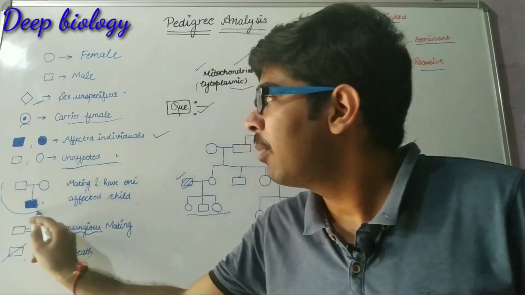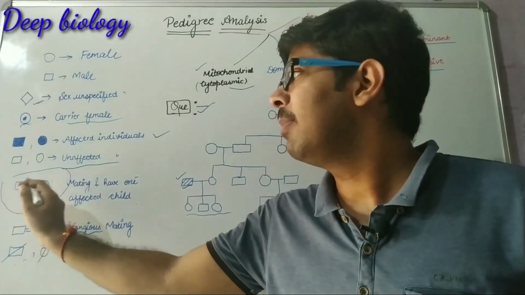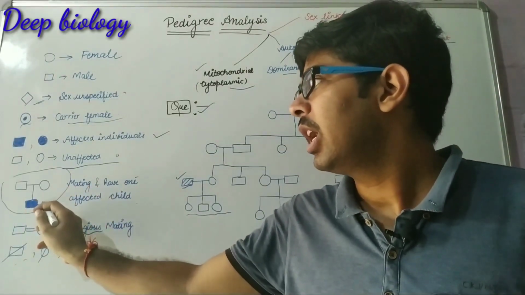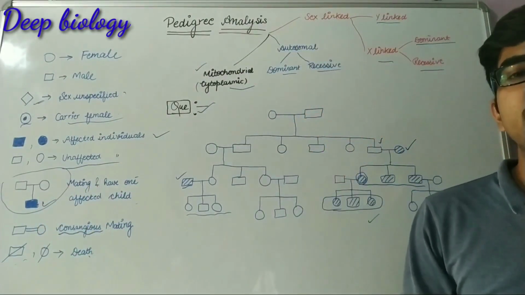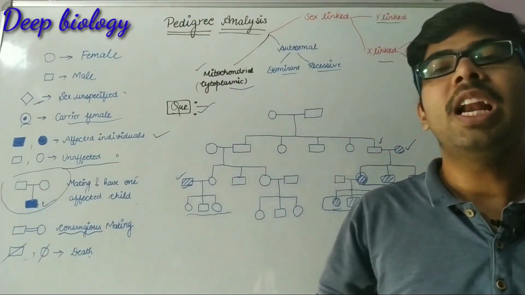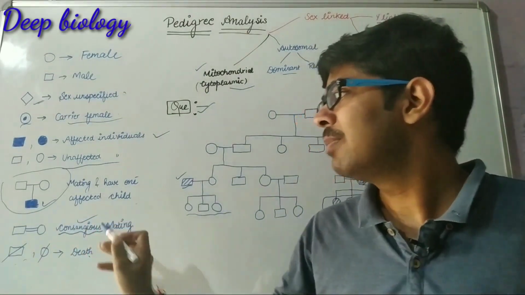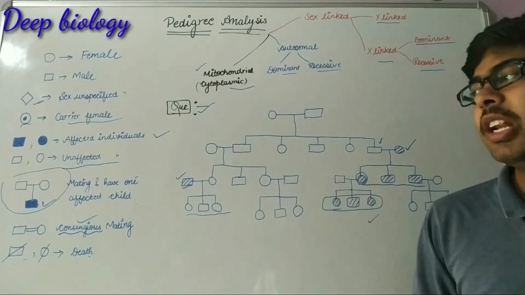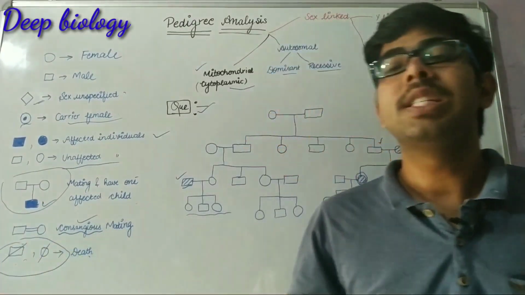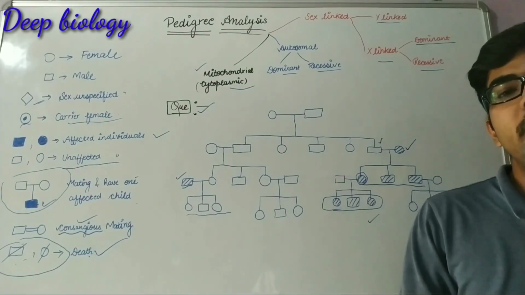When this type of symbol is given, this depicts that mating occurs between a male and female, and it will produce children which have the trait. Now when the male and female are joined by two lines, this depicts consanguineous mating, mating between relatives. And when such symbols are given, this depicts that the individual has died.